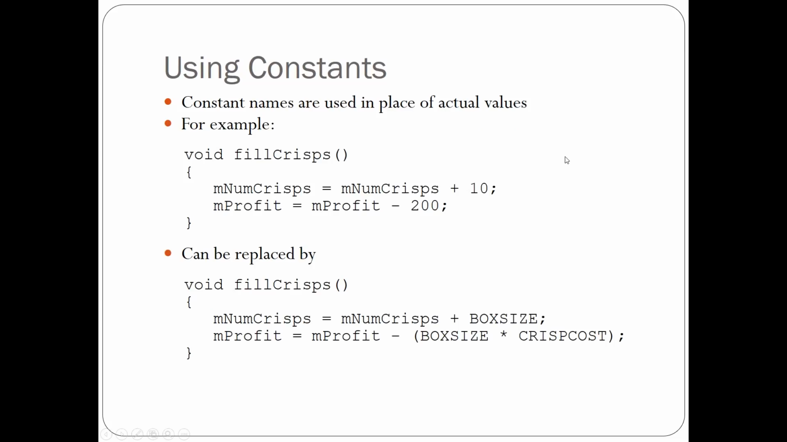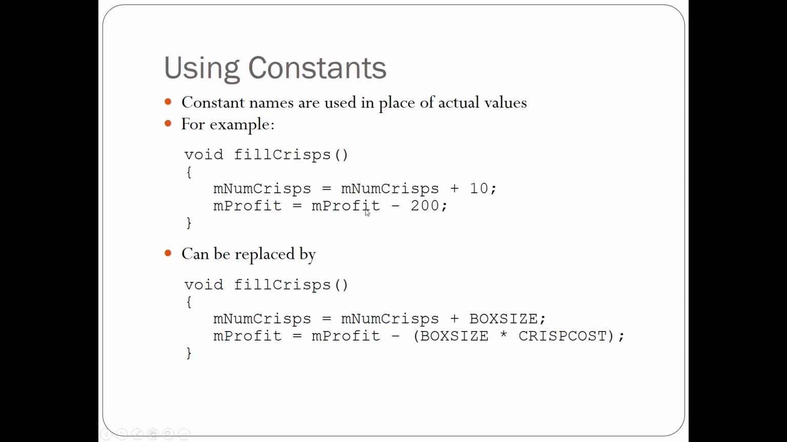How do we use them? Well, we just use them in place of values. In the old vending machine class program, for example for fill crisps, where we added 10 to the number of packets of crisps in the machine, where we use num crisps equals num crisps plus 10, we would replace it with a constant which we would declare called box size. So we would say num crisps equals num crisps plus box size, which we would have declared as a value of 10. The same would apply when we're calculating profit.